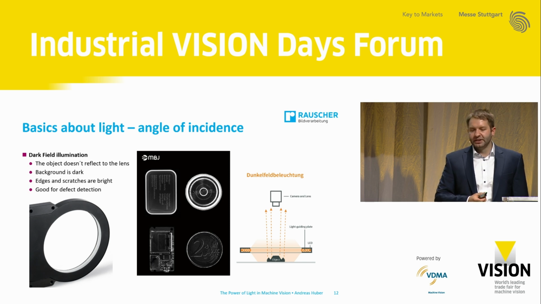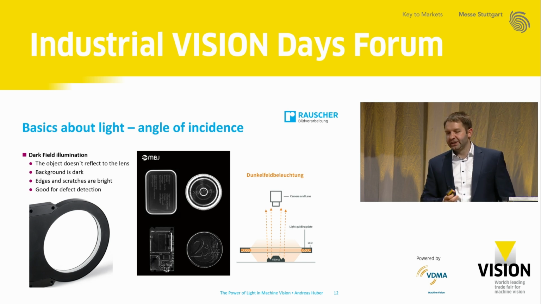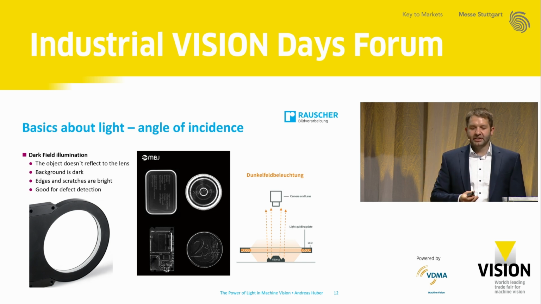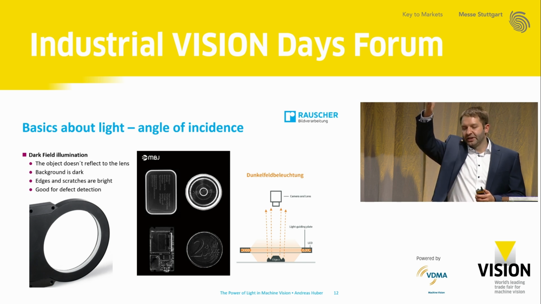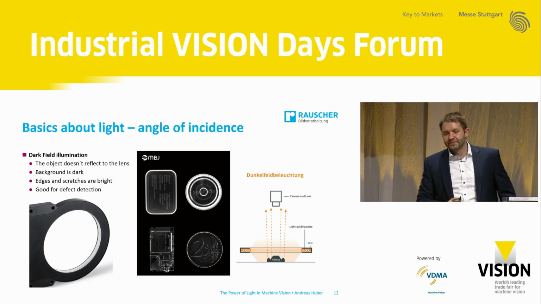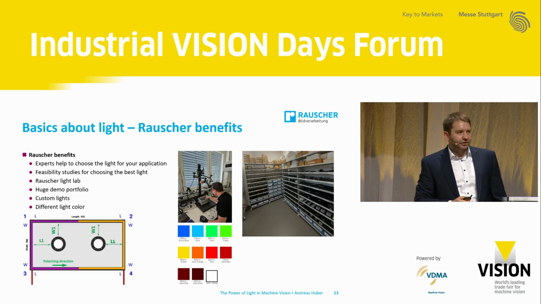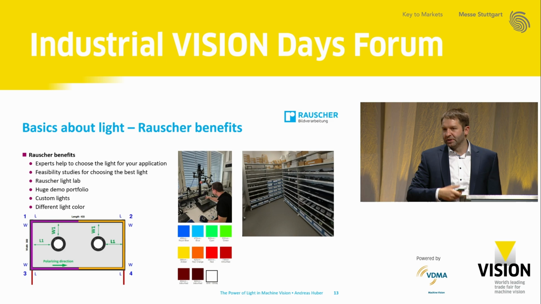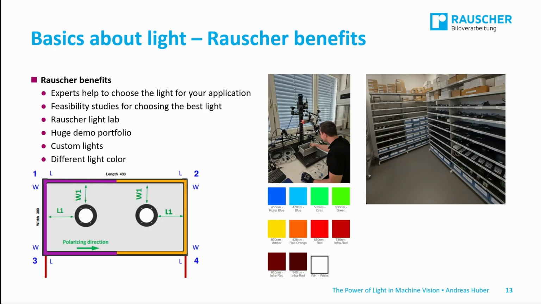Last but not least, we also have the dark field illumination, which means the light is at 0 degrees to our object. There, the object does not reflect into our lens. The background is dark. The edges and scratches turn very, very bright, because if the light from the side hits a scratch, it is directly emitted into our lens again. So it's good for scratch or defect detection. So this was some standard light application: top light, backlight, dark field illumination.